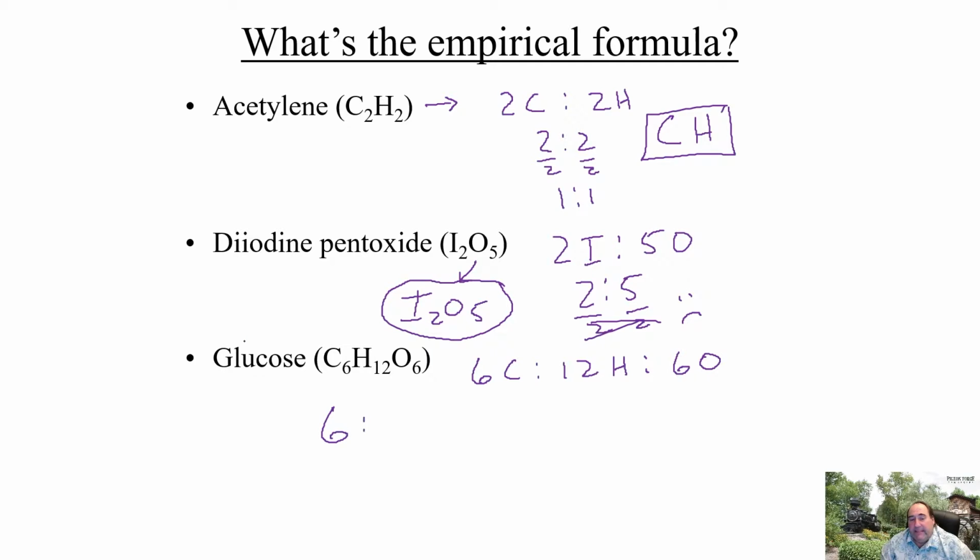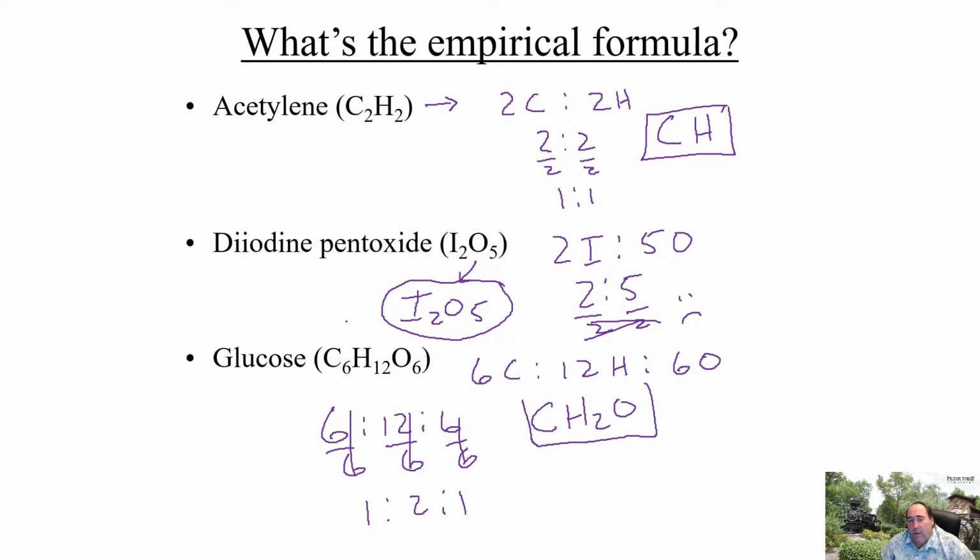So that's basically a 6-to-12-to-6 relationship. Once again, here we can divide by the smallest number. And in this case, that's going to give me a 1. That will give me a 2. And that will give me a 1, which is all whole numbers, which means our empirical formula here would be CH2O.